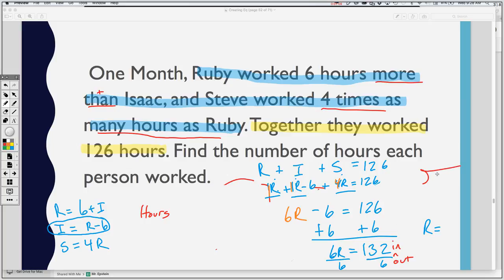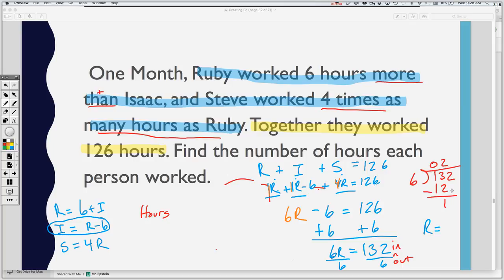132. Angel, what goes outside? 6. 6 goes into 1 how many times? 0. 6 goes into 13 how many times? 2. 6 times 2? 12. Subtract, what's 13 minus 12? 1. Bring the 2 down. 6 goes into 12? 2 times.